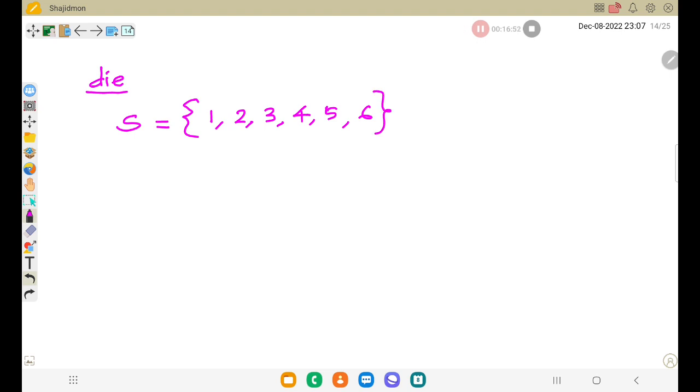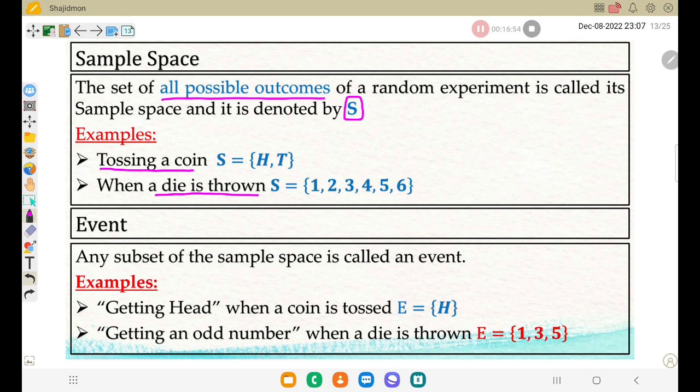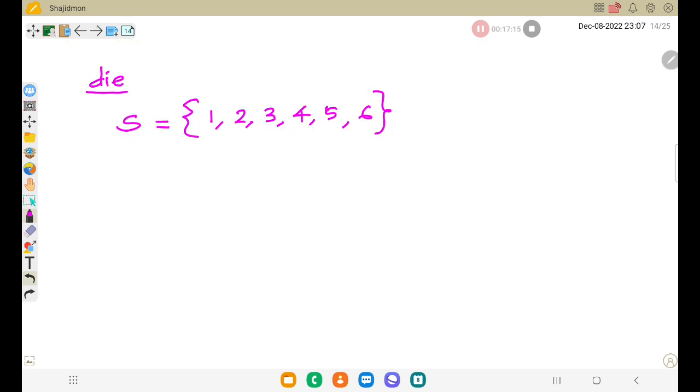Now the next definition we are discussing is event. What is the meaning of event? It is also very important for the next sections. All the questions we are doing depend on events. So what is the meaning of event? Any subset of a sample space we are calling an event. For example, here S equals {1, 2, 3, 4, 5, 6}, correct?